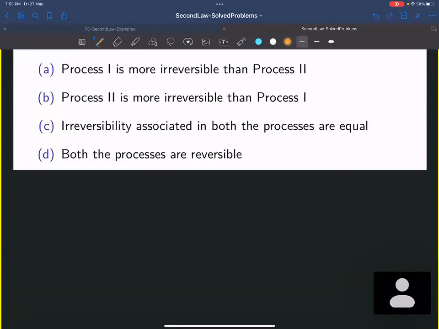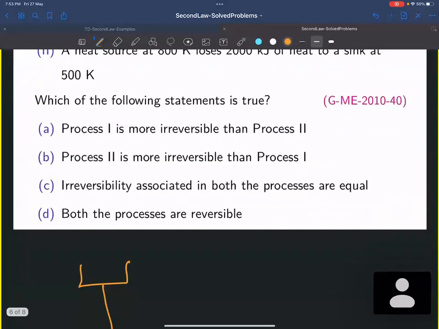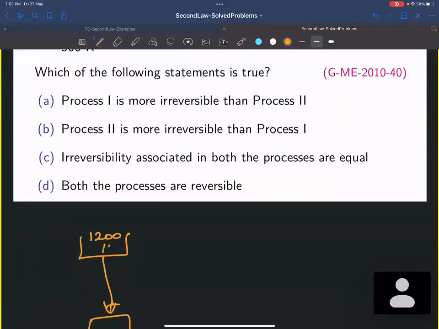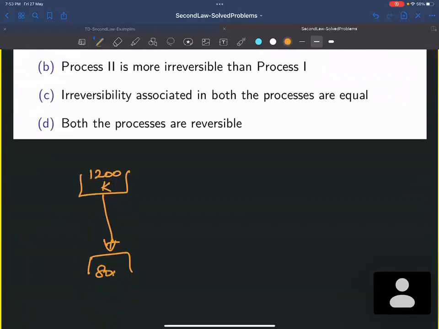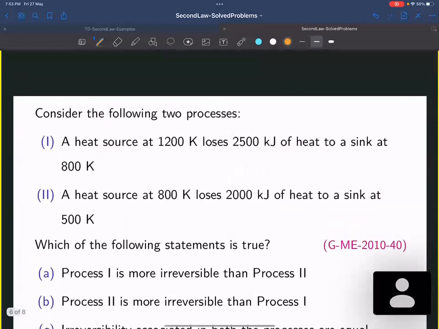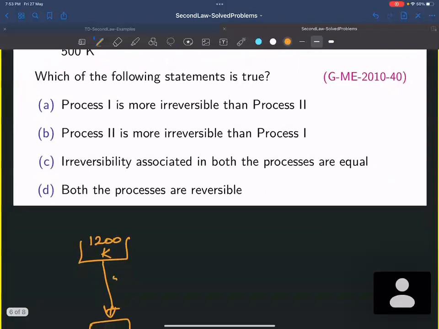One minute, I will use a bolder one. So this is the heat transfer process, between 1200 Kelvin and 800 Kelvin, and 2500 kilojoules. So how to find delta S for this? This is your process 1. Let us find this delta S1.